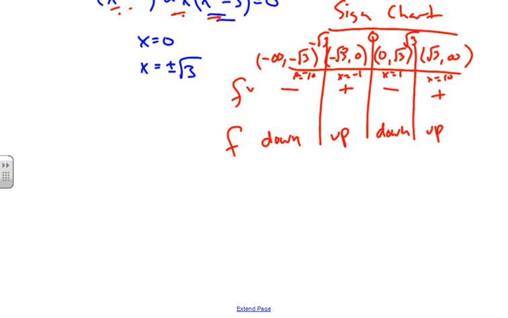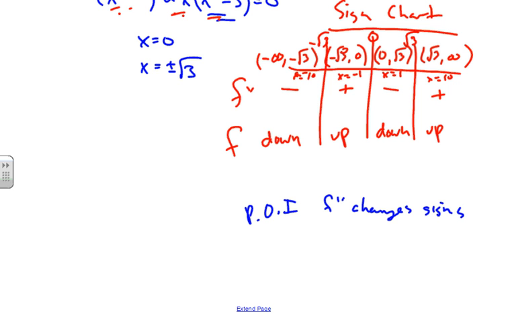Now, the next part is we want to find our points of inflection. Where are the points of inflection? Well, the points of inflection occur when f double prime changes signs. So points of inflection occur when f double prime changes signs. So, when does that occur?